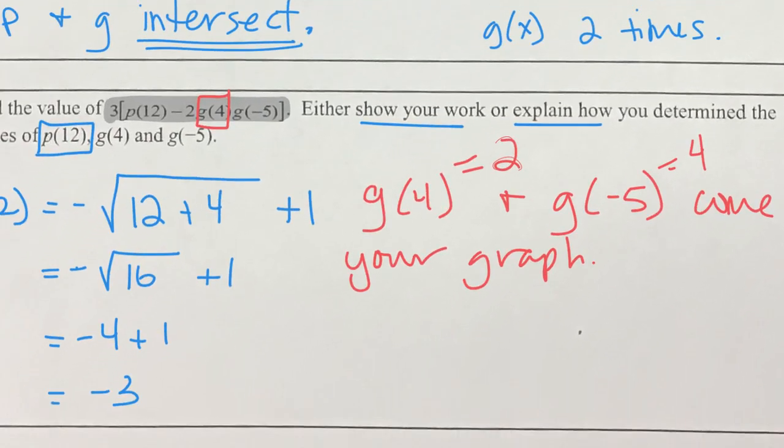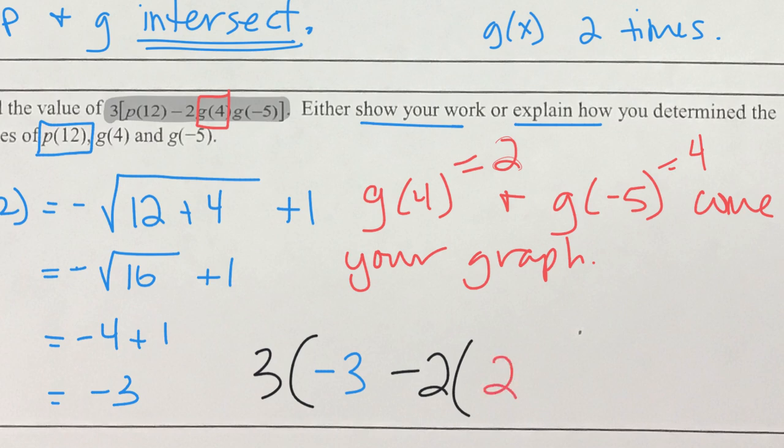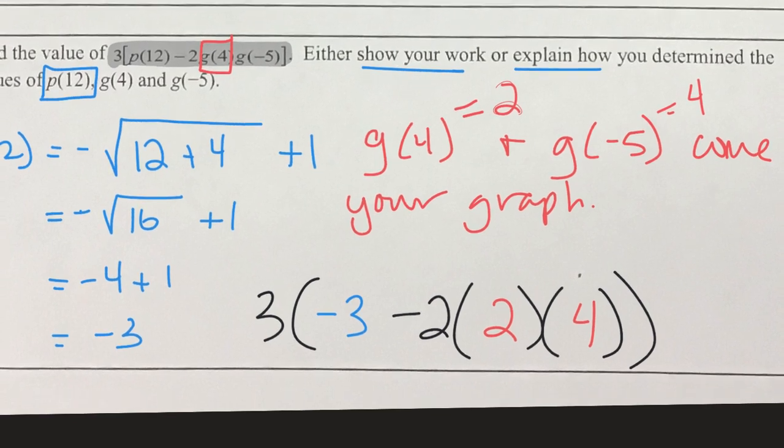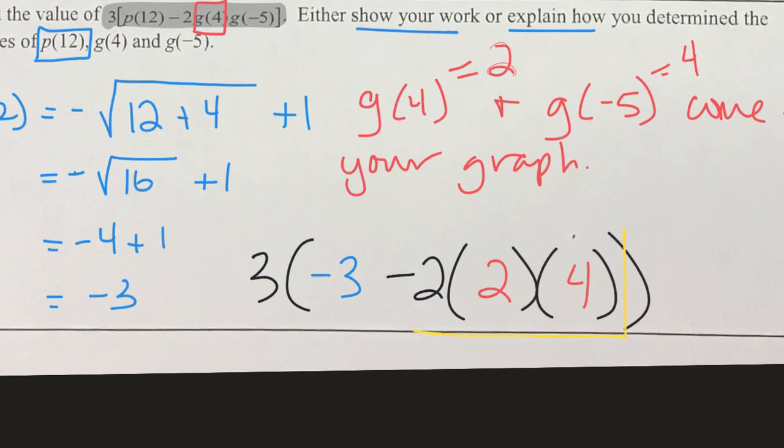So now I am just left to plug these values in. Wait, not 3, not 2, but 3 times. P of 12 was negative 3, right? Minus 2. G of 4 was positive 2. And also G of negative 5 is positive 4. Okay, so we have to do all of our nice simplifying to get this number. The first thing we're going to do is all of this multiplication, right, 2 times 2 times 4.